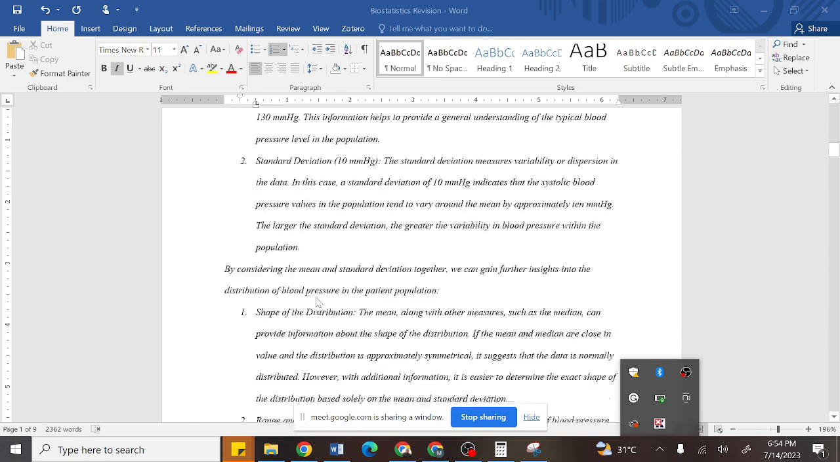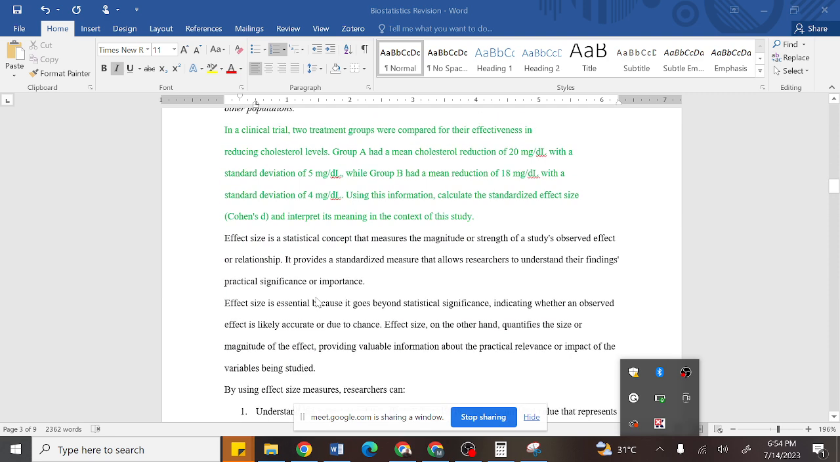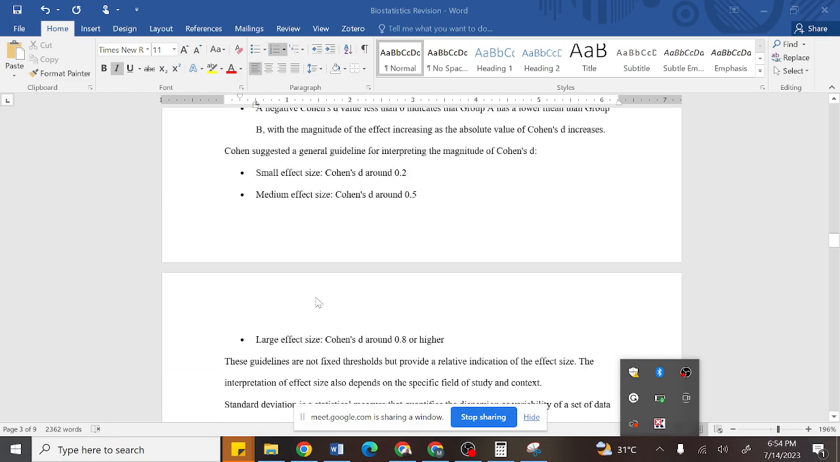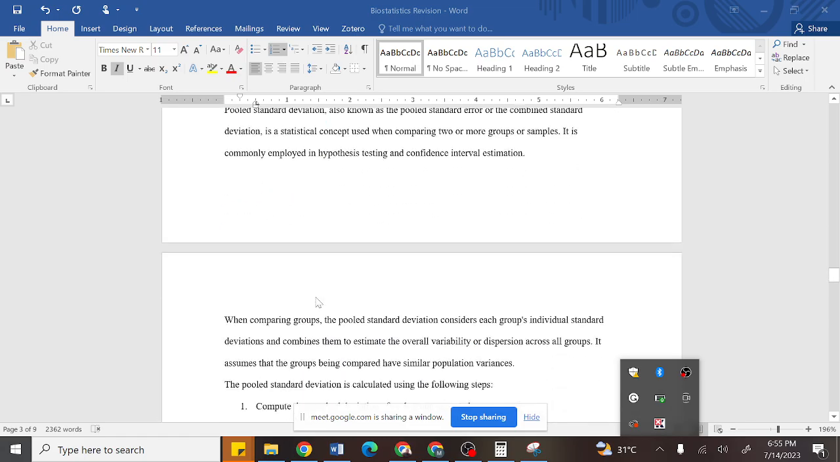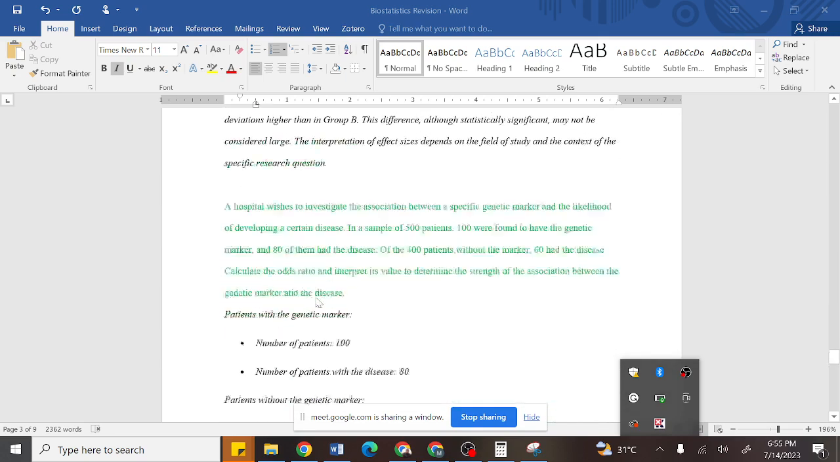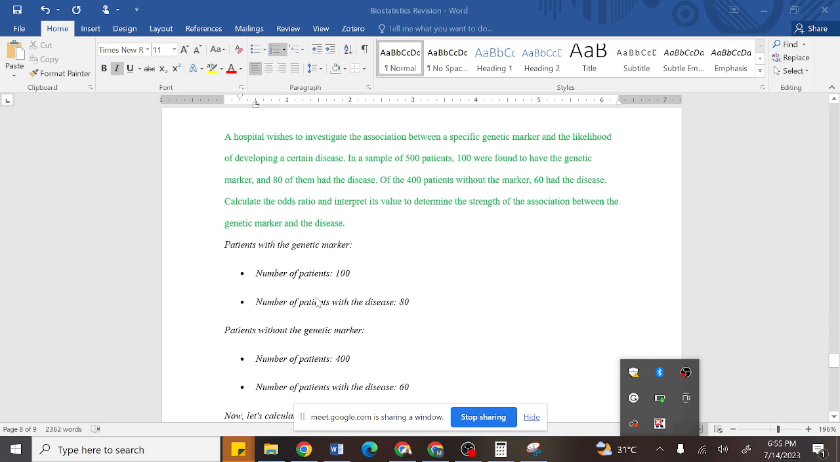Now let's move to question number 2, which I think brought a lot of issues. This one here is in clinical trials. Let's first move to question number 3, because question number 3 is much easier, and you will see why. This one is straightforward, which is basically calculating the odds ratio and interpreting the values.